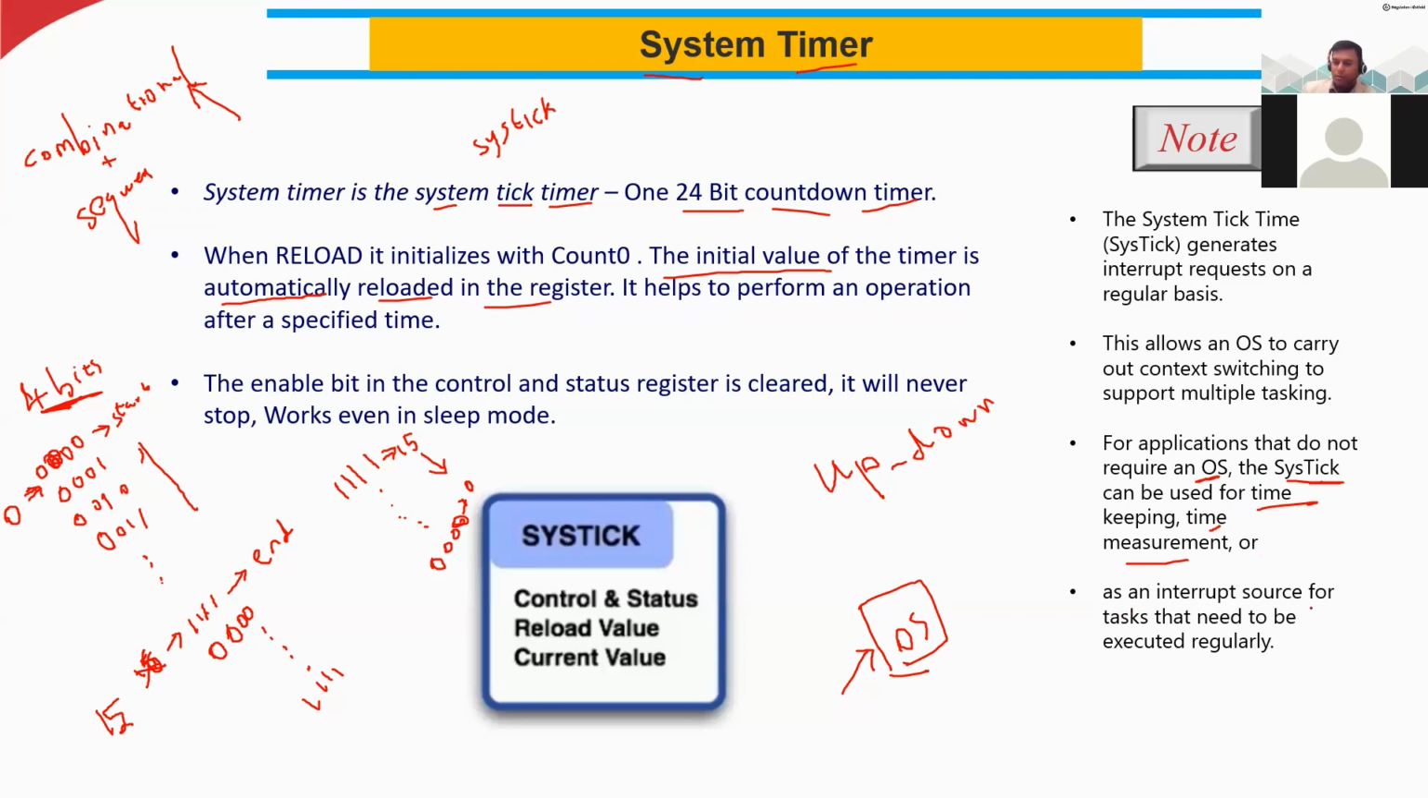It can also be used as an interrupt source for tasks that need to be executed regularly. The timer is similar to the timer and alarm clock you are using in your mobile phone. It also has 3 modules, and it has a control and status register. As I already told you, that is the status register and control register, and we have the reload value because we need to reload again, and we have the current value. We have to always track the current value, what is the value in the current register? These are all sub-modules of the SysTick.